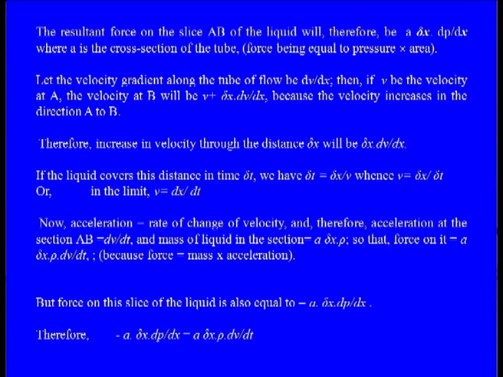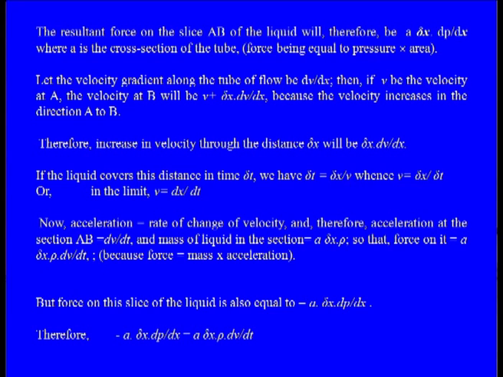Now, acceleration equals the rate of change of velocity, and therefore the acceleration at the section AB is dv by dt, and the mass of the liquid in this section is A times del x into rho, so that the force on it is A into del x rho dv by dt, because force equals mass times acceleration. So, mass is A into del x into rho, and acceleration is dv by dt. But the force on this slice of the liquid is also equal to A del x into del p by del x, due to the pressure gradient. So, these two things must be equal.